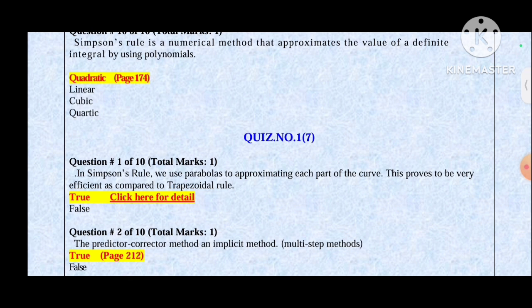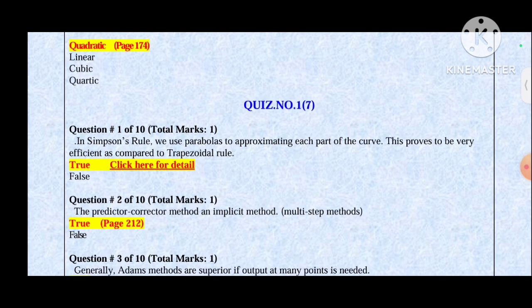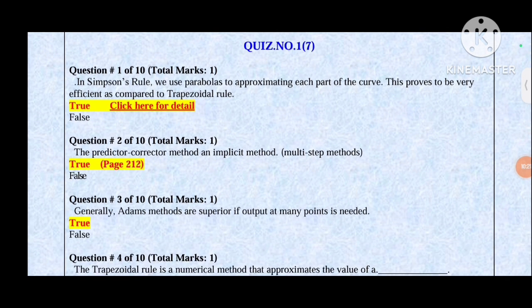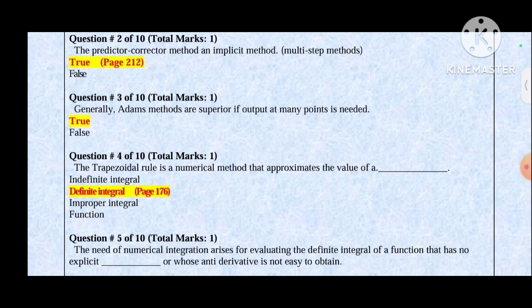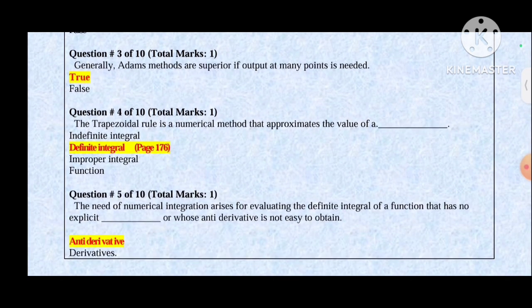This proves to be very true. The predictor-corrector method and the implicit method are like a multi-step method. True. Generally, Adams' methods are superior if output at many points is needed. True. The trapezoid rule is a numerical method that approximates the value of a definite integral.